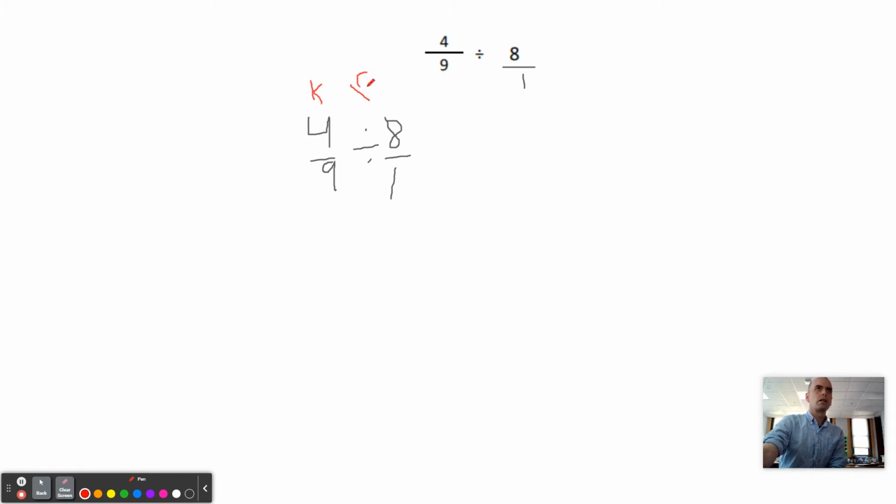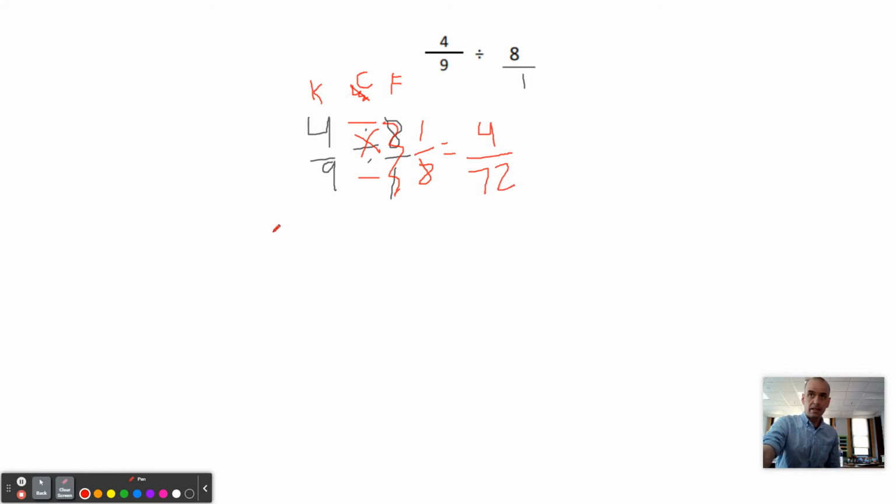Oh, we're going to change this, Kentucky Chicken Fried, so we change this to times. And we're going to flip this 8 over 1, and we're going to flip it to 1 over 8. And then we get rid of all that mambo jambo, and we multiply across. 4 times 1 is 4. 9 times 8 is 72.